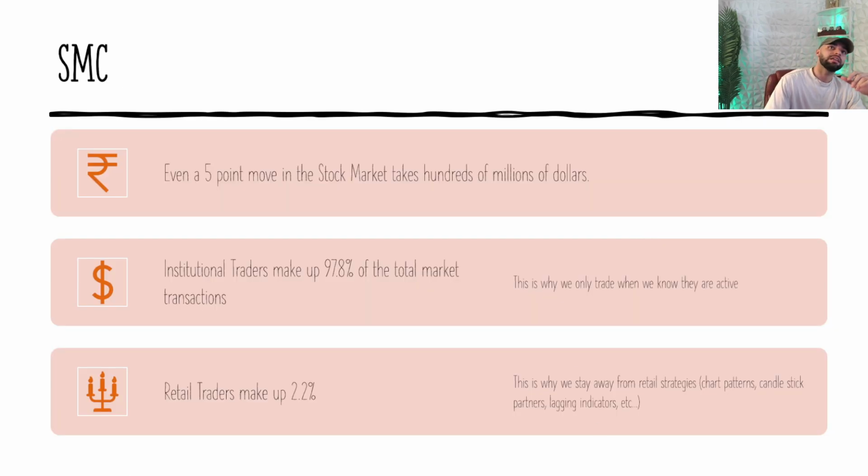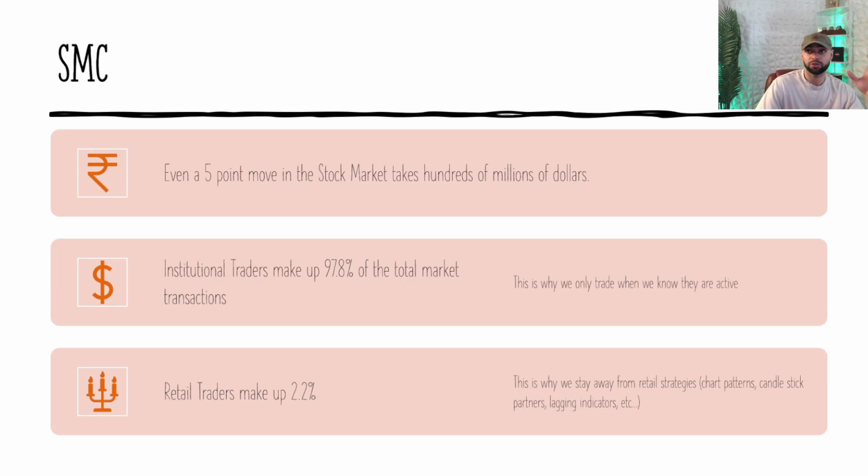So even a 5-point move in the stock market will take hundreds of millions of dollars for it to actually come in and move the market, right? So institutional traders make up 97, I think it's a little higher right now, 97.8% of the total market transactions, right? And this is how we know when they're active, when big moves in the market happen. This is how we mark down when they are active.